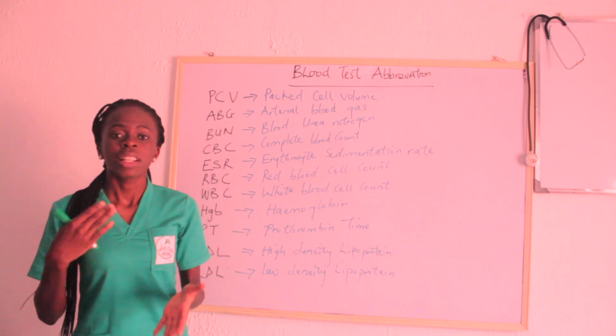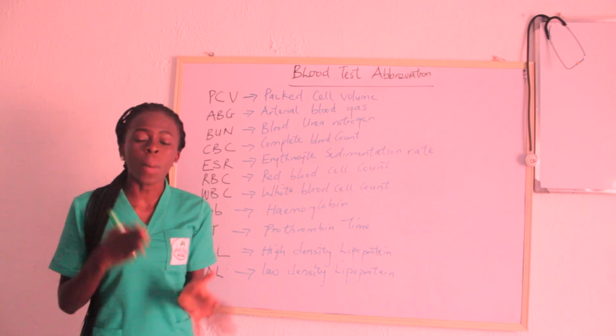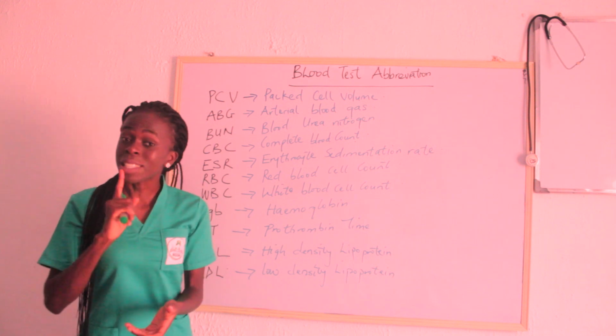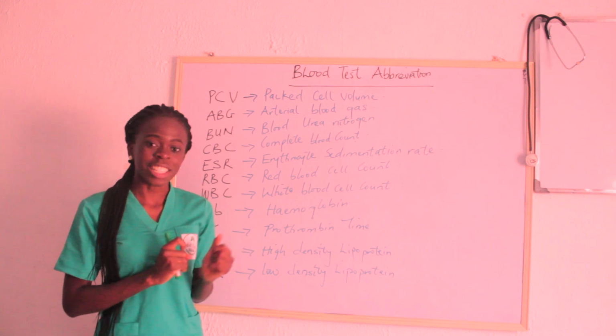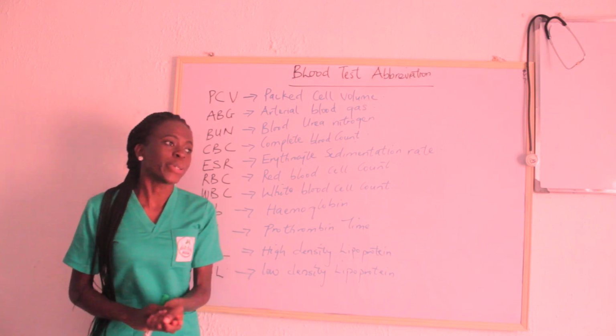Blood urea nitrogen actually helps to determine the amount of waste in your bloodstream. And if it's very high, it simply means there's a problem with the kidney or the liver, because they are the ones that help with the waste products in our body.